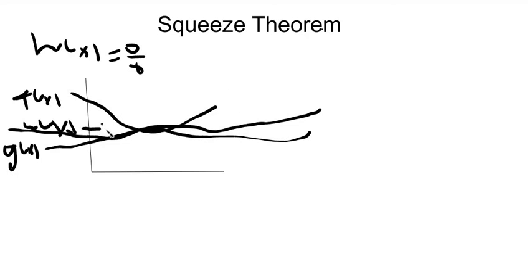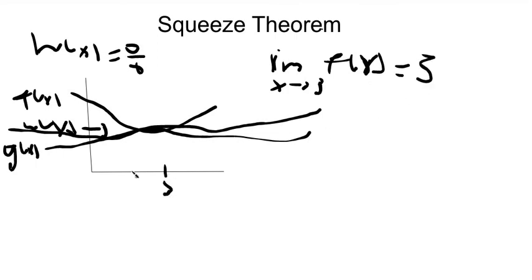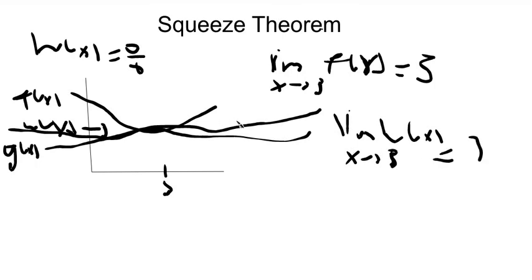Basically, if that point is 3, and the limit of f of x as x approaches 3 will equal 3, and if they're all at the same point with h of x included, h of x would also be equal to 3. The limit of h of x as x approaches 3 will equal 3 also. So basically it gets squished by g of x and f of x.